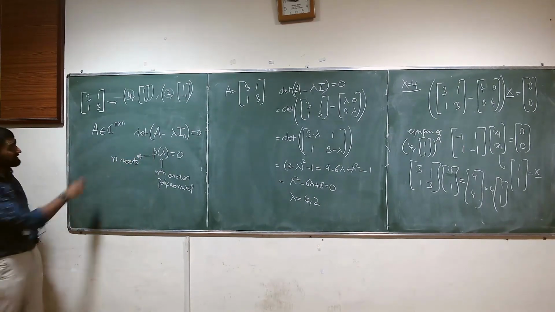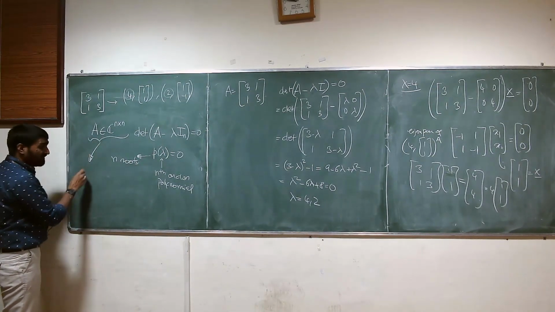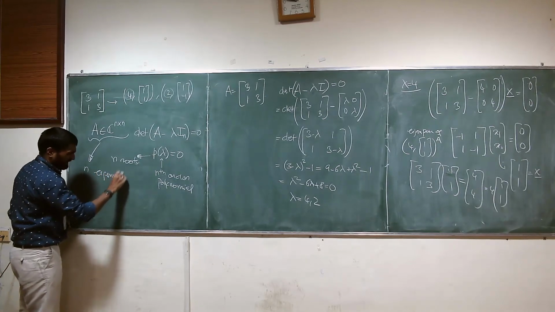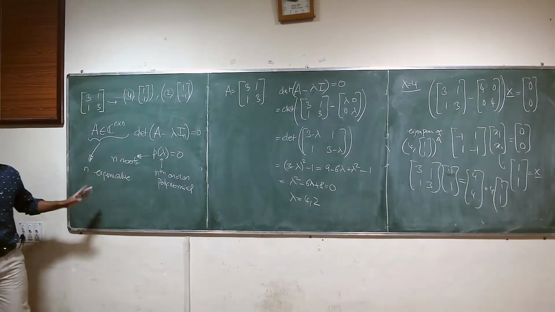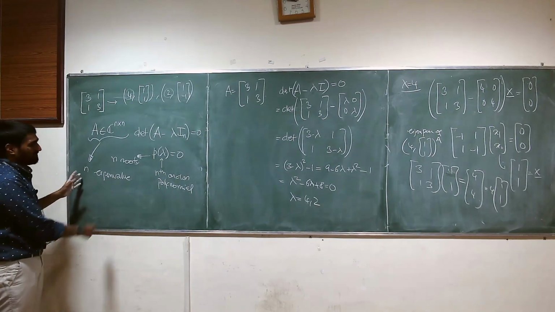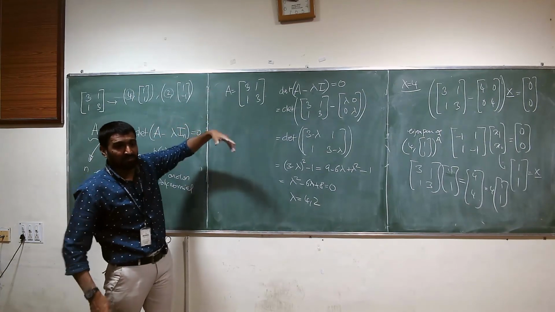That means an n cross n matrix will have n eigenvalues. It's just that the eigenvalues can be repeated. In this case, we could have come up with a matrix where both the eigenvalues were, say, 2.